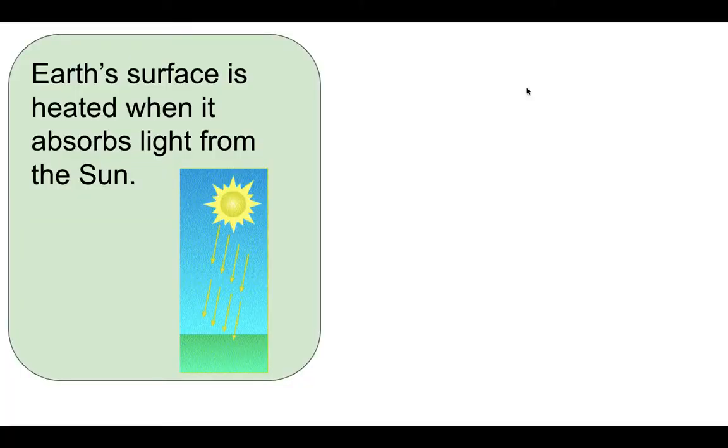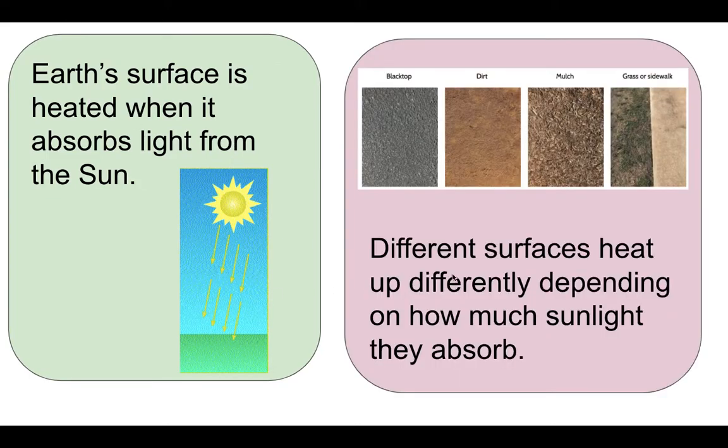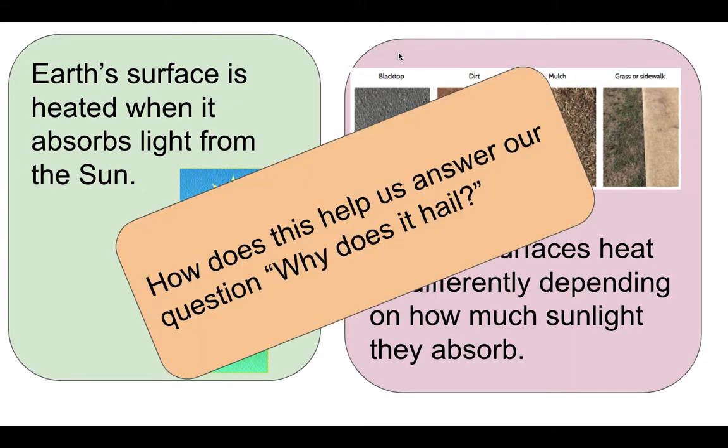Last week, you saw that the Earth's surface is heated when it absorbs light from the sun. You also saw that different surfaces heat up differently depending on how much sunlight they absorb. For example, the blacktop absorbed a lot of sunlight. It got really hot. You might be asking yourself, how does this help us answer our question?